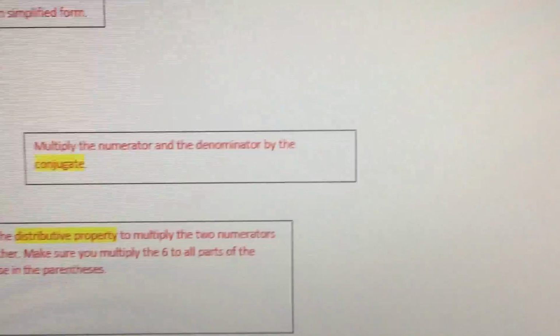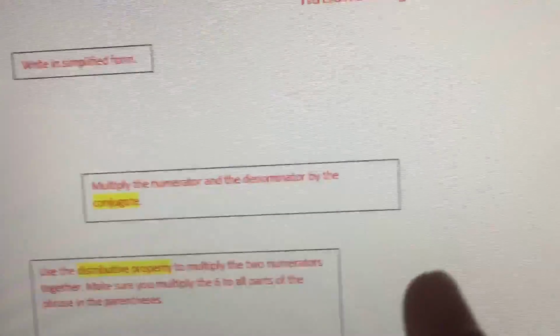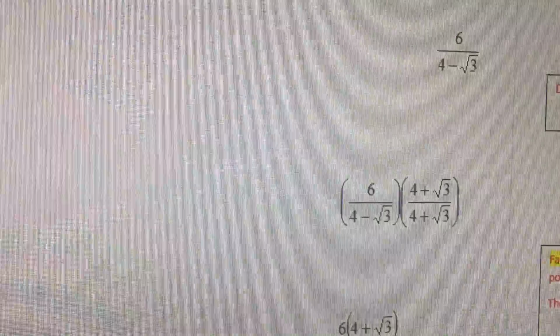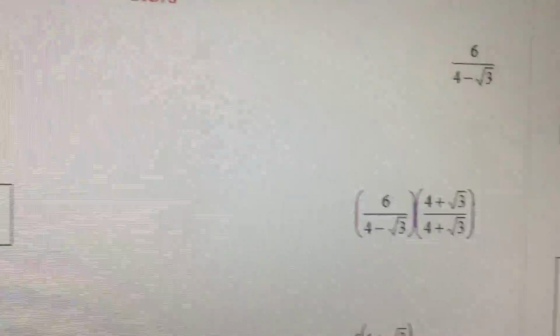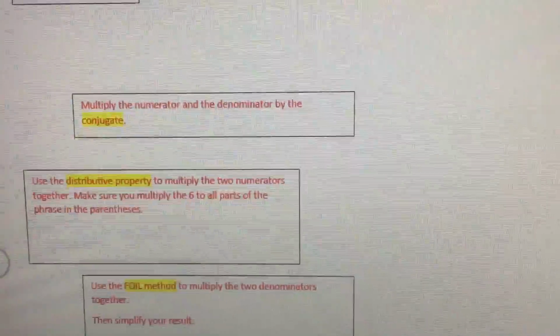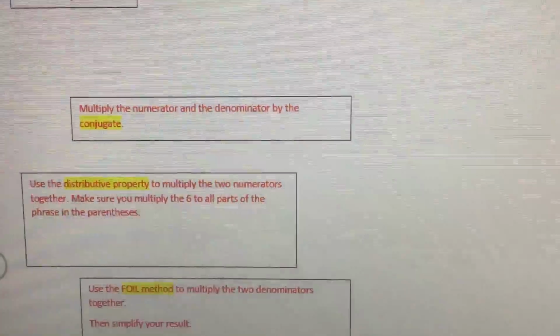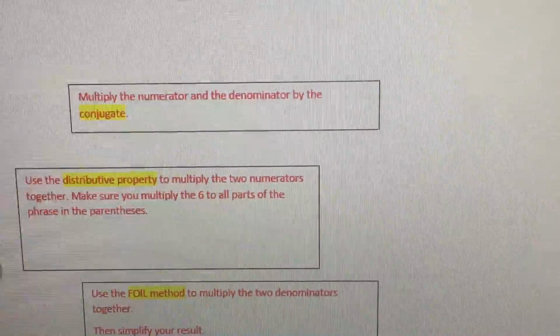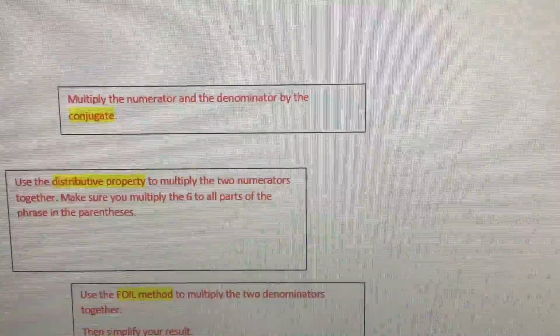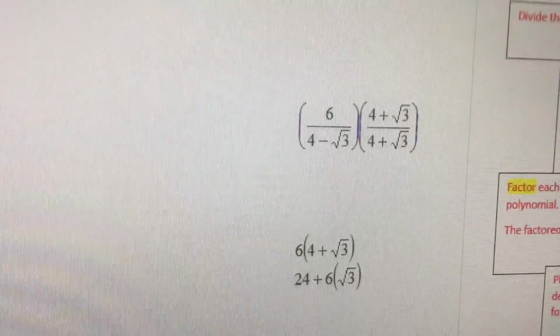So our first step, which we have listed right here, is multiply the numerator and denominator by the conjugate. Our conjugate is 4 plus root 3, as we did in the last problem. So there we are multiplying. Use the distributive property to multiply the two numerators together. Make sure you multiply the 6 to all parts of the phrase in the parentheses.